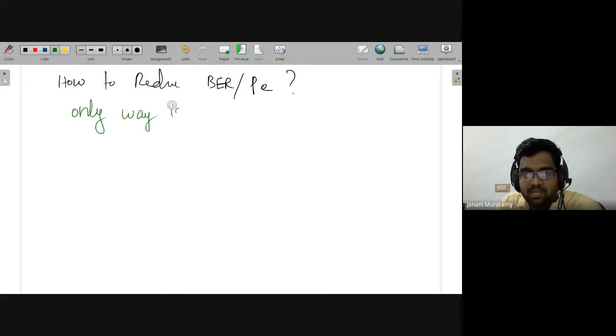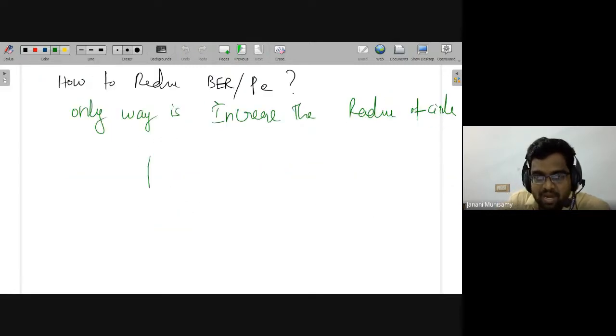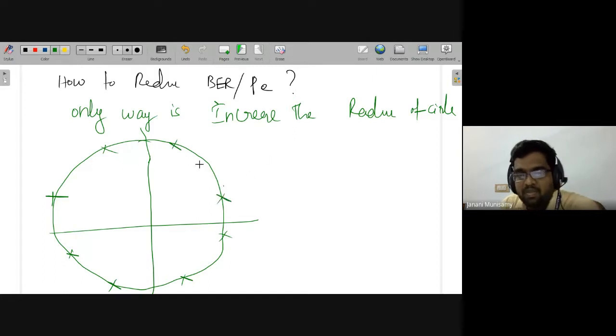The only way is to increase the radius of the circle. That you can easily imagine. If I increase the radius of the circle, instead of putting a smaller circle, if I put a bigger circle, I can still have 8 symbols, but the distance between the symbols will increase. By putting the circle with a larger radius, I am trying to increase D minimum, so the probability of error will decrease.